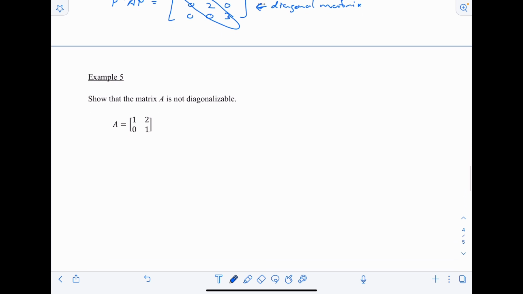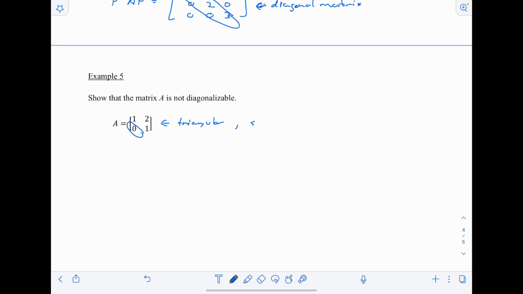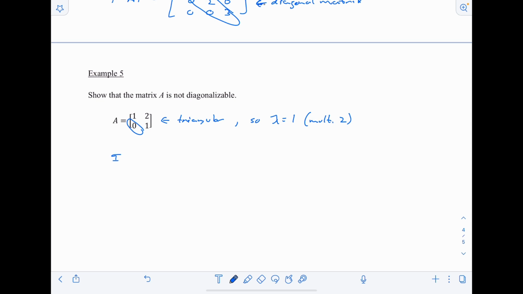So in this case, we've got A is 1, 2, 0, 1. Now, because this is triangular, right? This is a triangular matrix. We've got a diagonal of 1s, and then everything to this side is 0, which is really just the one value. We know that the eigenvalues are the entries on the main diagonal. So in this case, we just have one eigenvalue of 1. It just simply has multiplicity of 2. And so in this case, I just have 1 to check.